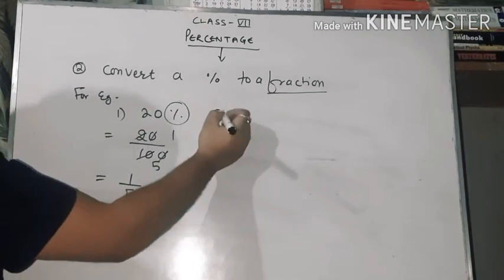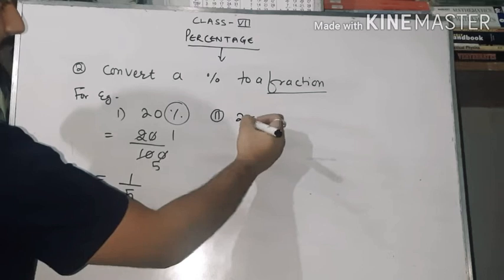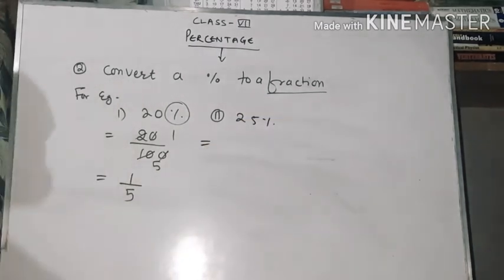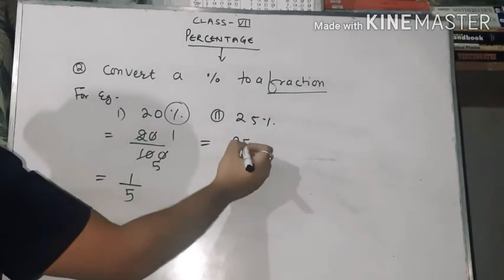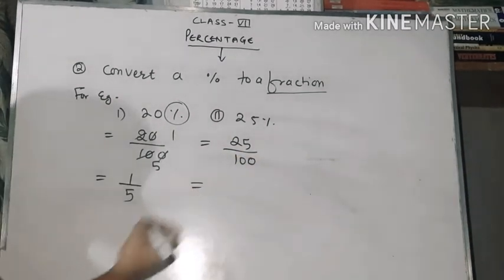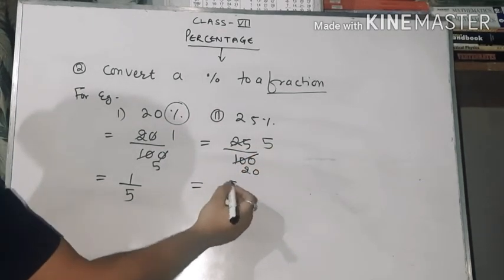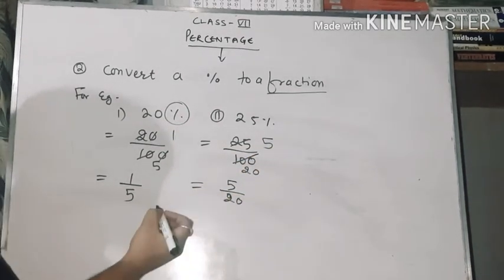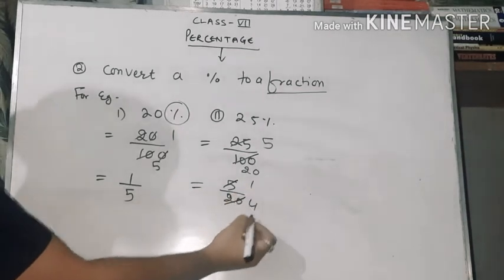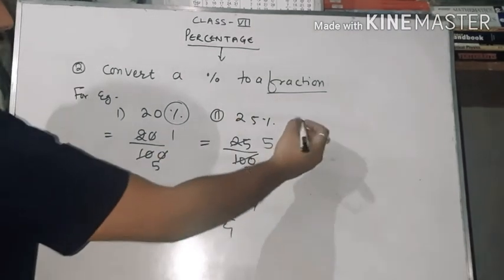Suppose second example, 25%. Here also it is 25 out of 100. We can reduce it into the simplest form. 5 5s are 25, 5 2s are 10, 0. So it's 5 by 20. Again, it can be reduced. 5 1s are 5, 5 4s are 20. So it's 1 by 4. This is how we convert a percentage into a fraction.